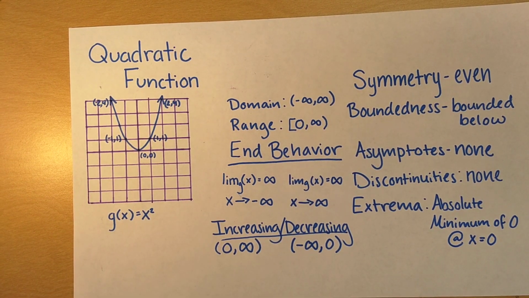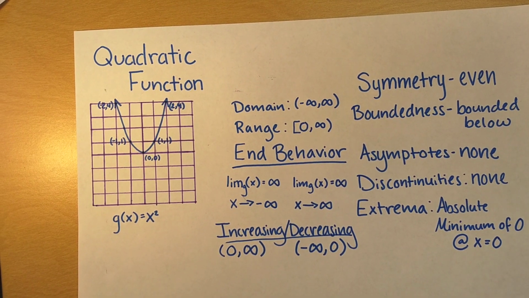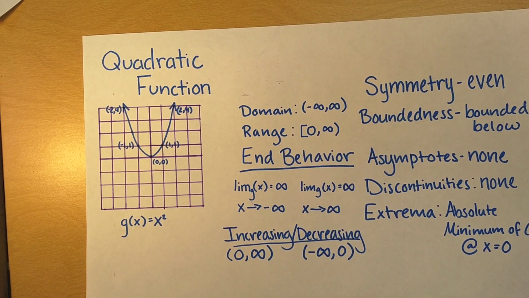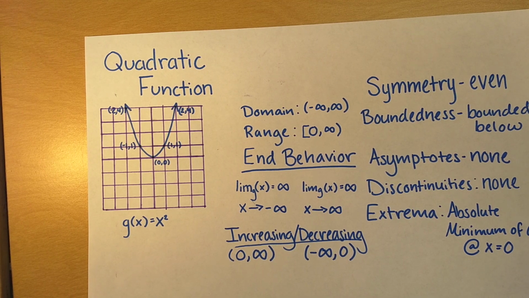Our second function is a quadratic function. The equation of the function is y equals x squared. The domain is from negative infinity to positive infinity. This means all real numbers. The range is from 0 to infinity. For the end behavior, as x approaches negative infinity, y approaches positive infinity. And as x approaches positive infinity, y also approaches positive infinity.